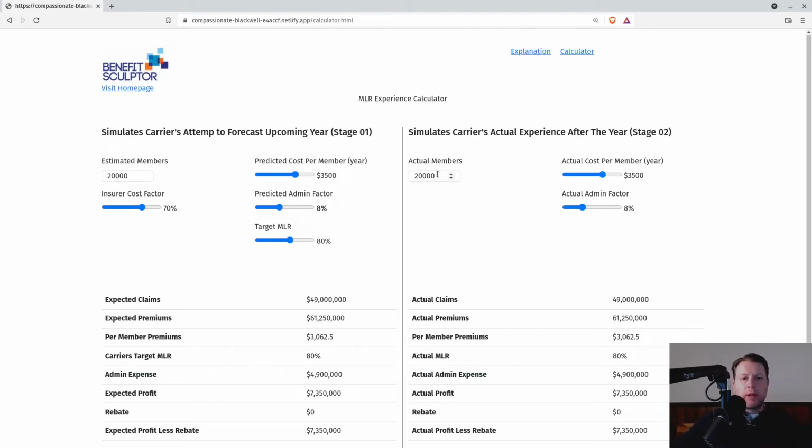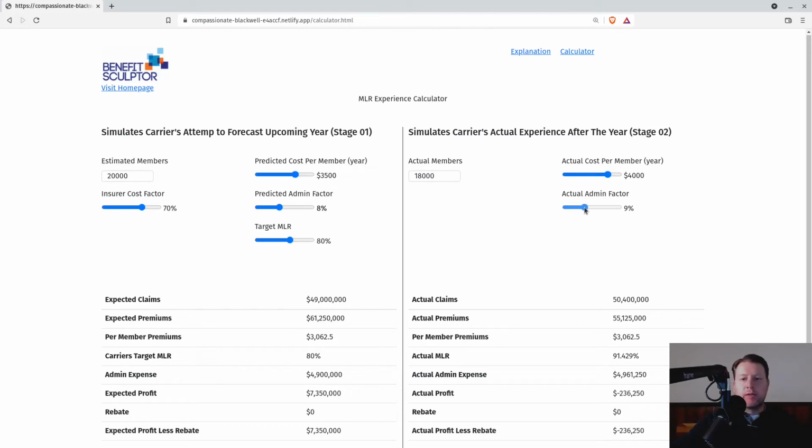So this is where we can play around with some scenarios and say, well, what if the insurance company didn't quite hit its target? What if it had fewer members in reality throughout the year? And you can see that the actual profit obviously goes down because they didn't have as many members. And then what happens if the actual cost goes up? And you can see how the insurance company is going to end up taking losses on its profit there as well, or if admin expenses go up.